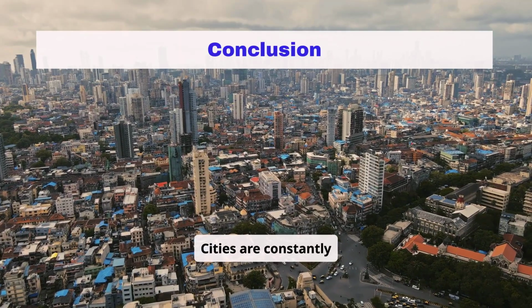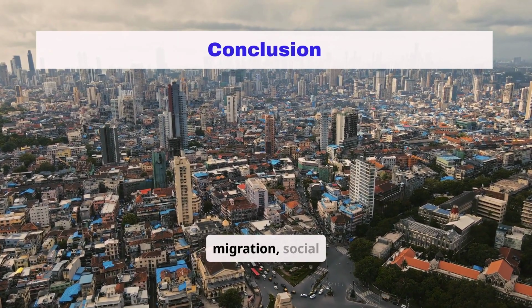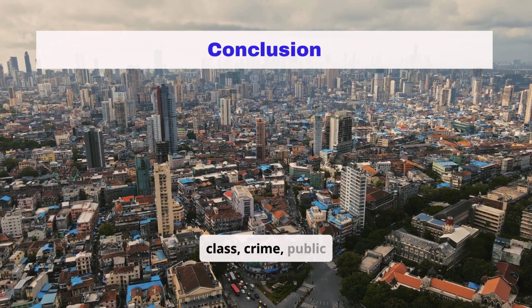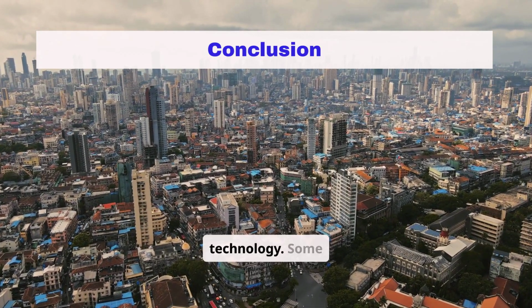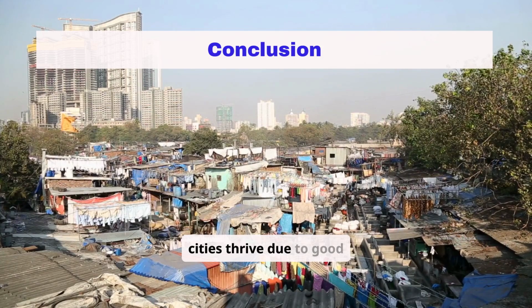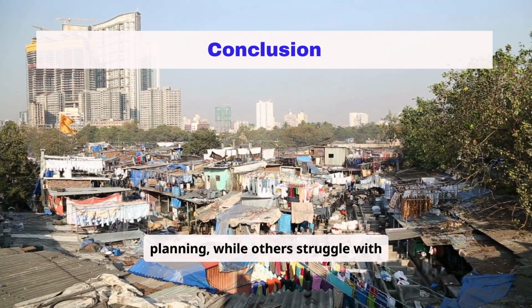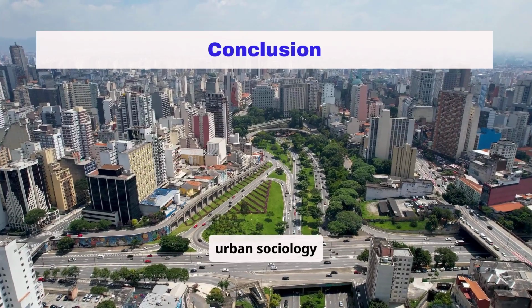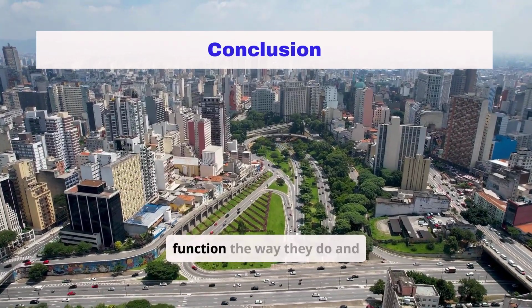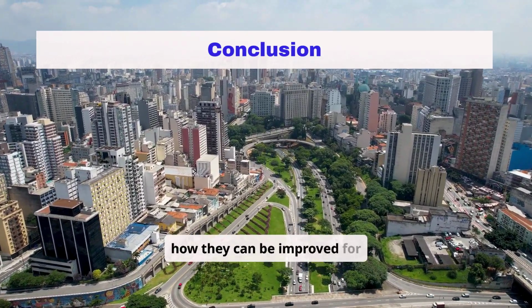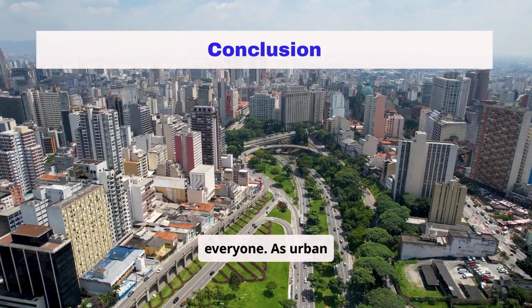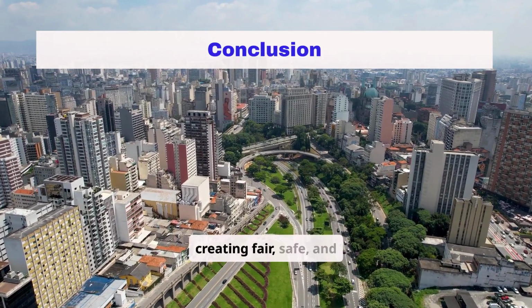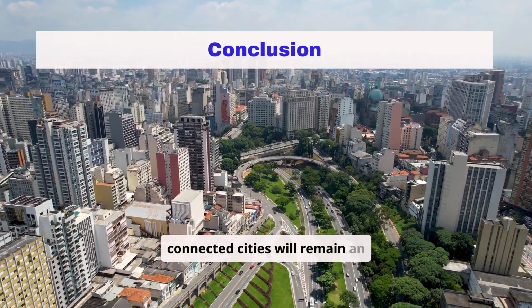Cities are constantly evolving, shaped by migration, social class, crime, public spaces, and technology. Some cities thrive due to good planning, while others struggle with overcrowding and inequality. Understanding these urban sociology concepts helps explain why cities function the way they do and how they can be improved for everyone. As urban areas continue to grow, creating fair, safe, and connected cities will remain an important challenge.